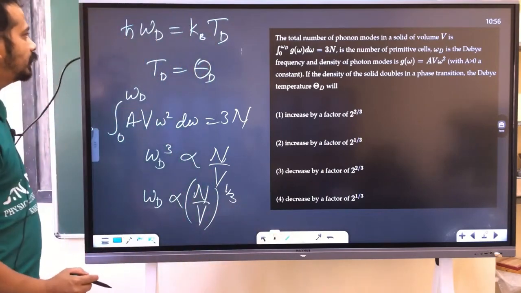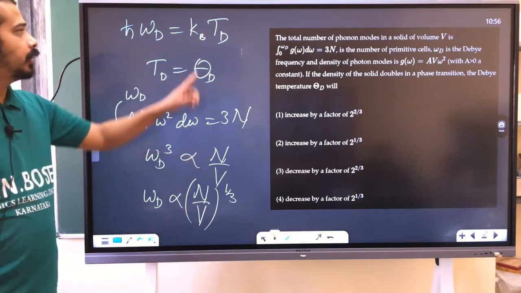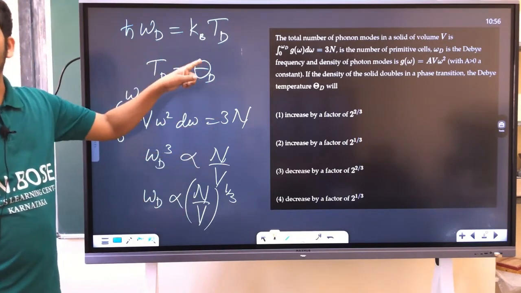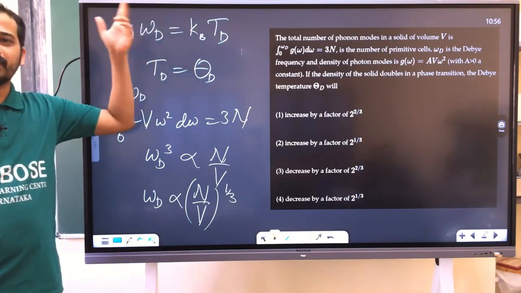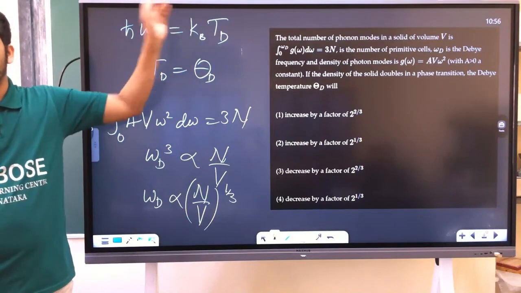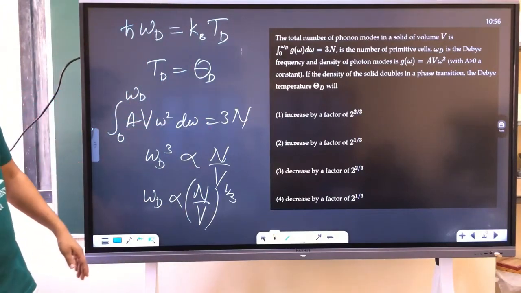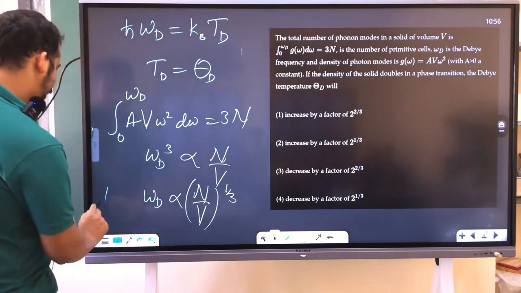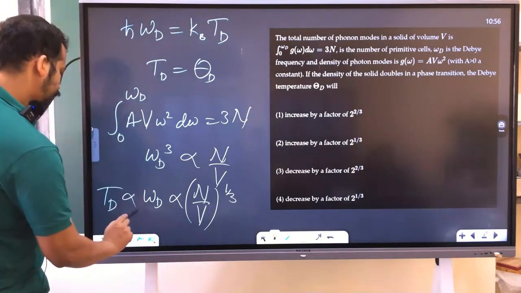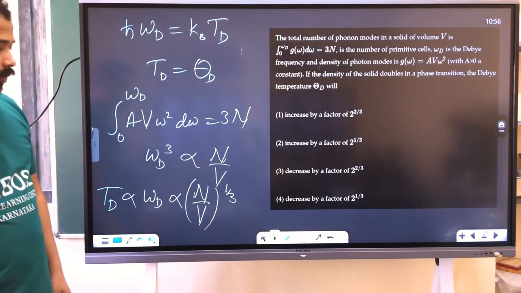If omega D is proportional to this, T D is also proportional to the same thing, because omega D is proportional to T D. This Debye temperature, Einstein temperature, everything, Fermi temperature, you can define. Can you find the pattern over there to define? Is that okay? So T D is proportional to omega D, proportional to the 1/3 power of N by V.